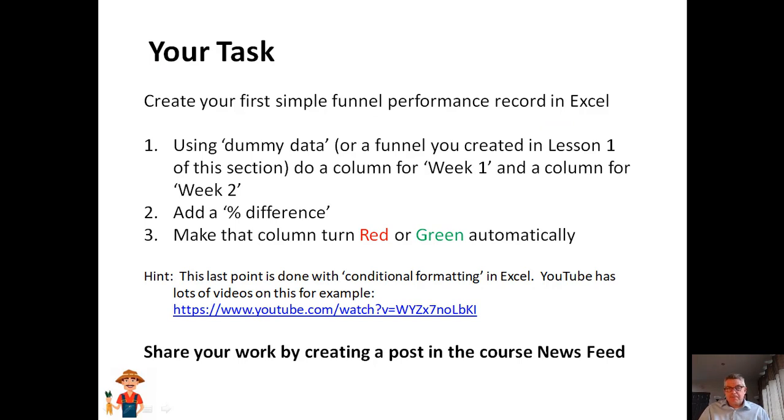Okay, that was slightly off the wall, but what I'd like you to do is create your first simple funnel performance record in Excel, Google Sheets, or whatever you want to use. You can use dummy data or a funnel that you've already created in lesson 1 of the section. Do a column for week 1 and a column for week 2, or month 1 and month 2, and then add a percentage difference column, and make that column turn red or green automatically based on the KPI that you're selecting.